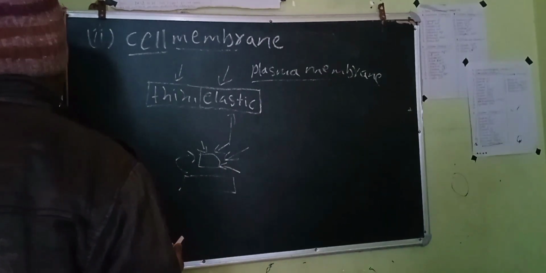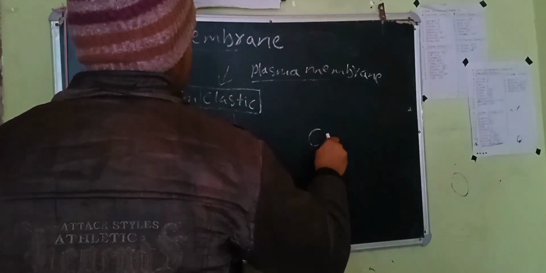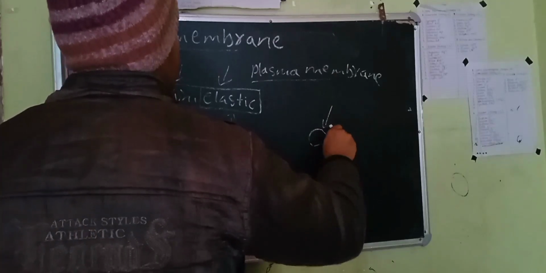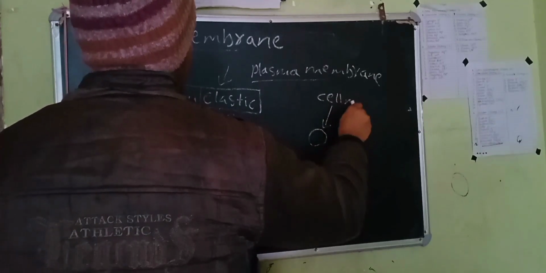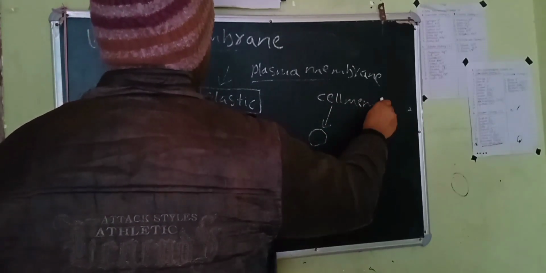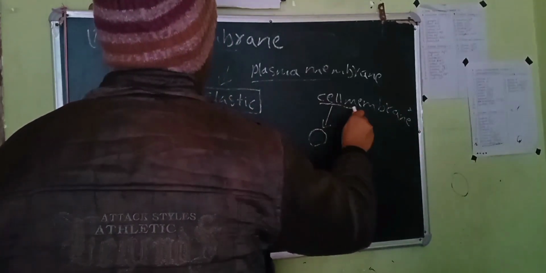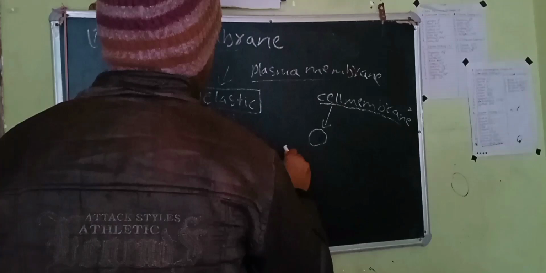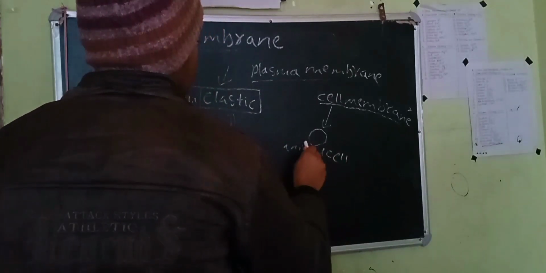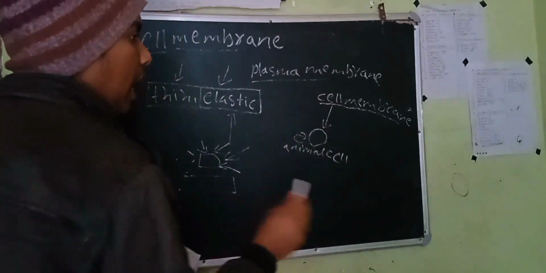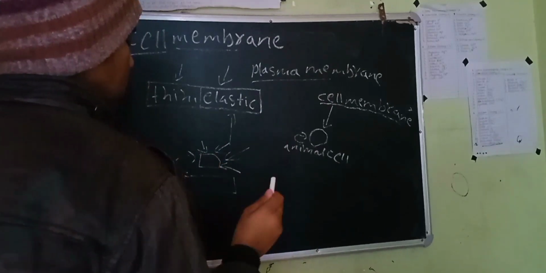It is the outer layer of animal cell. Focus here. Let's say this is an animal cell, and the first outermost layer of animal cell is what? Cell membrane. The outermost layer of animal cell is cell membrane, and the outermost layer of plant cell is cell wall. So you need to remember these things.